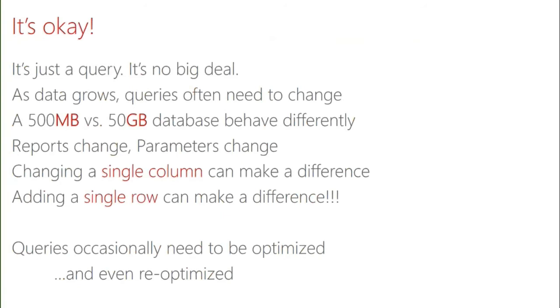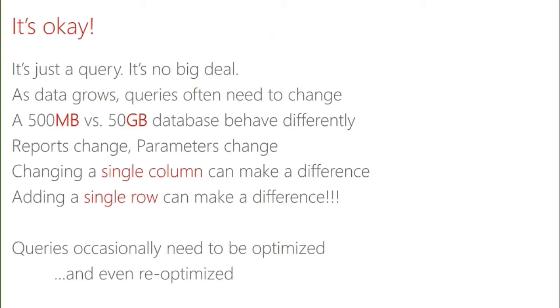So let's just get past that. And let me tell you, it's perfectly okay for a query that used to run fast to run slow. Not a problem. It's just a query. It's no big deal. And there are many reasons for query performance to change over time. As data in a database grows, queries often need to change or be adapted. When you first start out with a new application or a new system, you may have a 500 megabyte database. Queries run blazing fast with zero optimization. But when you move to a 50 gigabyte database, those exact same queries can crawl and behave completely differently.